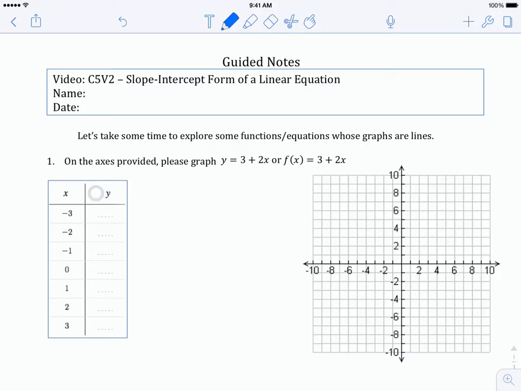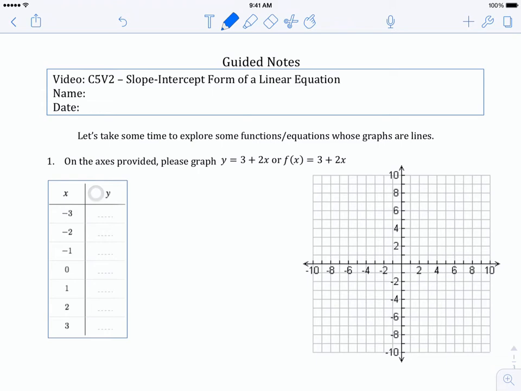All right, hey guys. So now that we have an idea of what it means to graph a function, or what it means to graph an equation, that is, graph the infinitely many input-output pairs for a given function, or to graph the infinitely many ordered pair solutions to an equation, let's take a deeper look into a specific type of equation, namely linear equations.